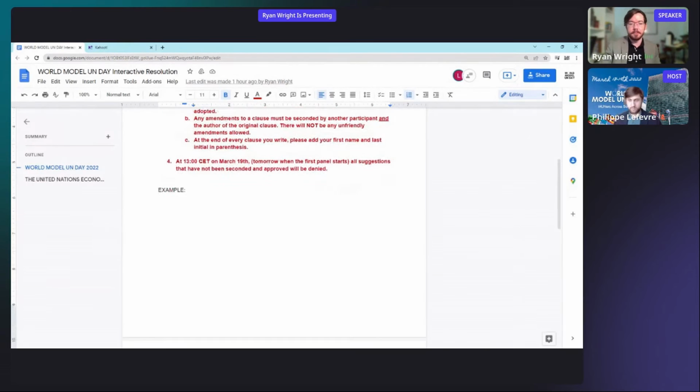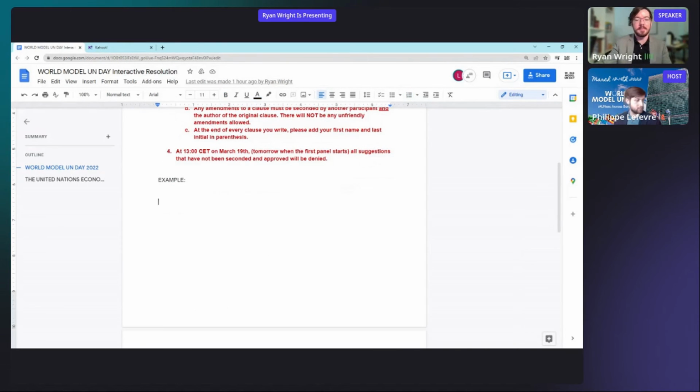And so just to kind of go through an example of what that might look like, Lujane, if you want to get in suggestion mode and maybe write a suggestion of what a preambulatory clause could be.